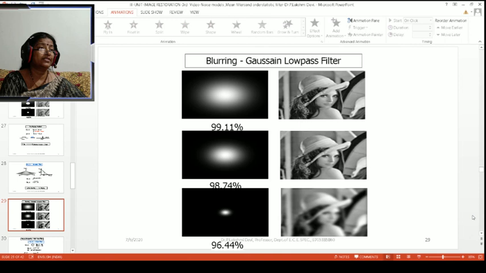That's why this lowest circle has 99.44%, 96.44%, then the next fourth circle and sixth circle have 99.11%. So these are Gaussian low pass filters as compared to the ideal low pass filters. We can observe here the clarity of this Gaussian low pass filter is increased tremendously compared to the ideal case of low pass filters.